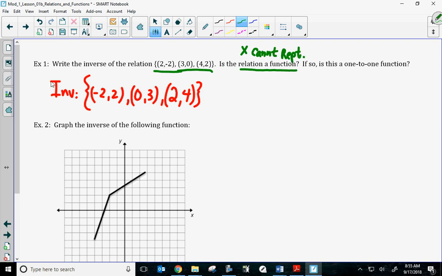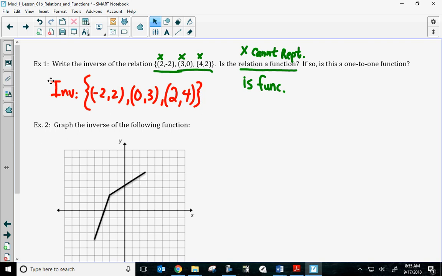I'm abbreviating and shorthanding. My x cannot repeat. I have an x that's 2, I have an x that's 3, and I have an x that's 4. Do my x's repeat? No. So guess what? It is a function. My x's do not repeat. If I were to plot those points, it would pass the vertical line test.